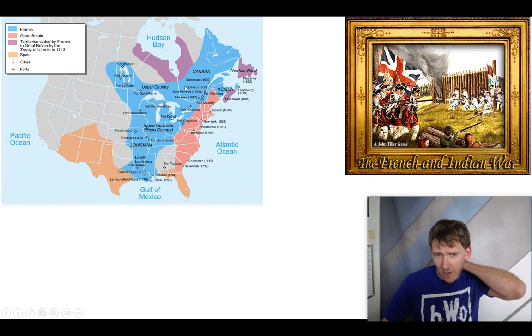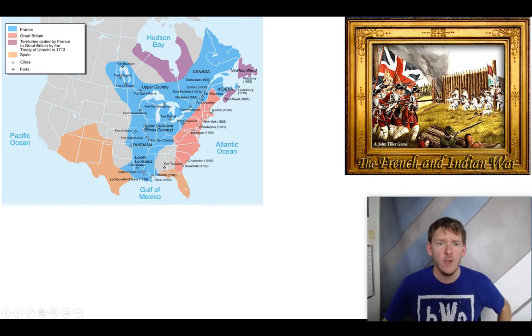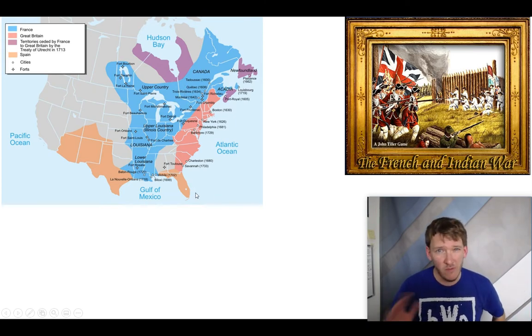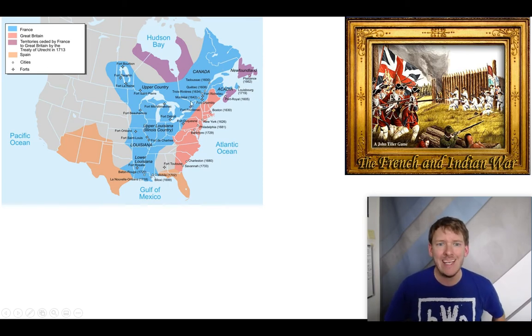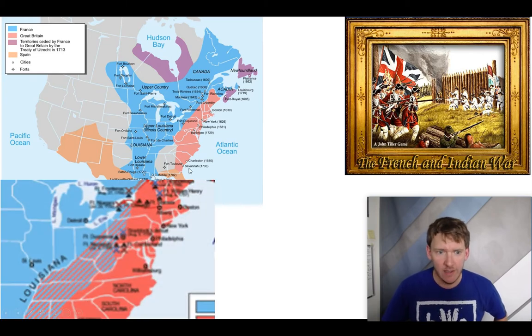Here is a map of America going into the war. You can see that Spain, not really involved in this, is down in the southwest and in Florida. What we're really focusing on is the battle for land between the French in the blue and the English or British or Great Britain in the pinkish red. And that's what this simply is.